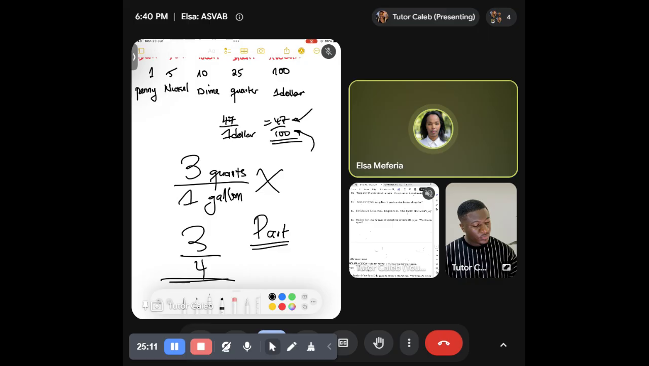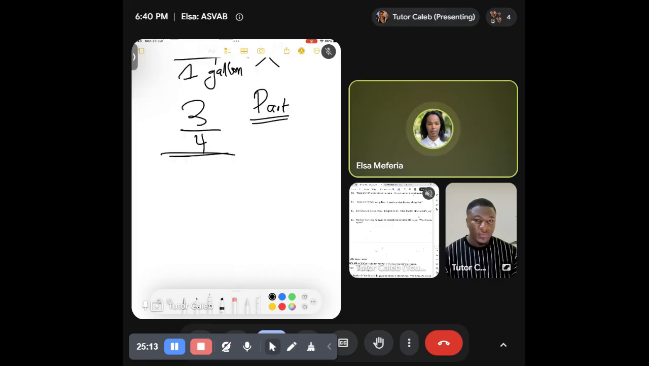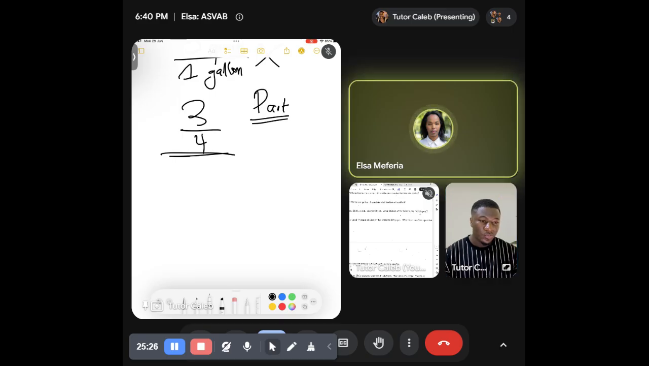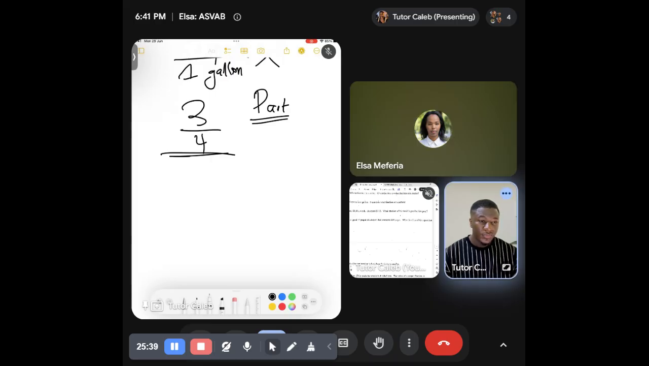David makes 150 a week. He spent 113. What fraction, staying in the fraction rule, of his weekly pay? I can't see the screen. Okay, what fraction of his weekly pay? Stay in the weekly pay. 150, and 113 he spent. Okay, so what fraction? 113 over 150.